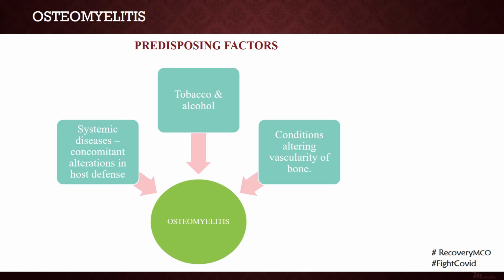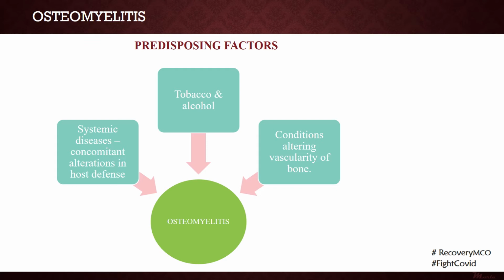Basically, 3 predisposing factors can be given for osteomyelitis. These include the presence of any systemic disease which would result in a lowering of the host defense. Conditions such as diabetes or any other lesion resulting in immunocompromised state may predispose to osteomyelitis. Osteomyelitis is also predisposed in patients who are tobacco smokers and consume alcohol. In such patients, the healing may be compromised or the vascularity may be compromised.